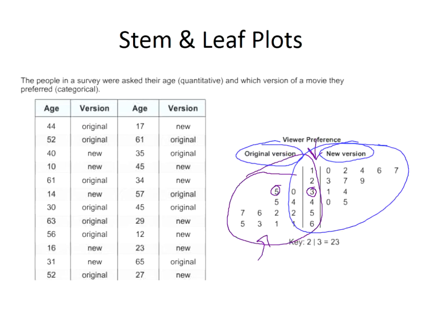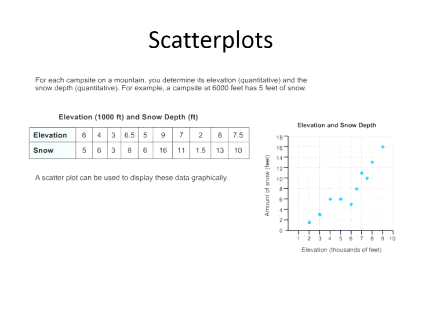You can see that they said that up here. The ages are numbers, and the version was a category. So we had to think of another way to get that information out. Okay, so just a quick thing. Then we've got scatter plots. And it's kind of like line graphs, but it's not quite.